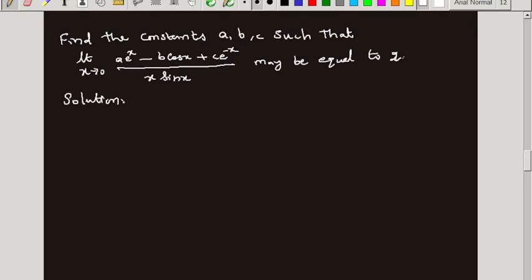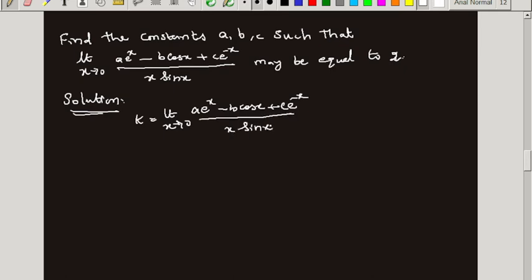Solution. Here we consider this as k, that is nothing but the given question: limit x tends to 0 of a e^x minus b cos x plus c e^(-x), dividing by x sin x. If we substitute, we get a e^0 minus b cos 0 plus c e^(-0), dividing by 0. If we simplify this, we get a minus b plus c, dividing by 0.